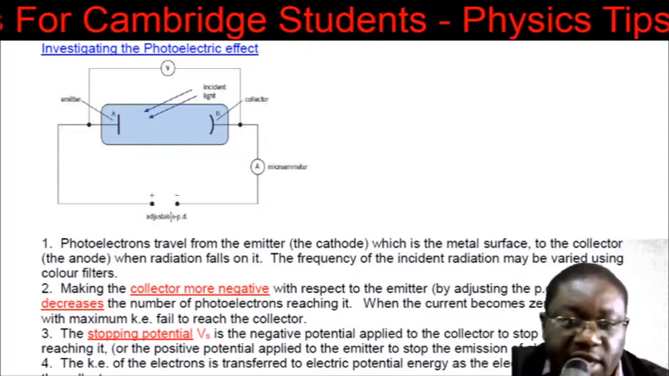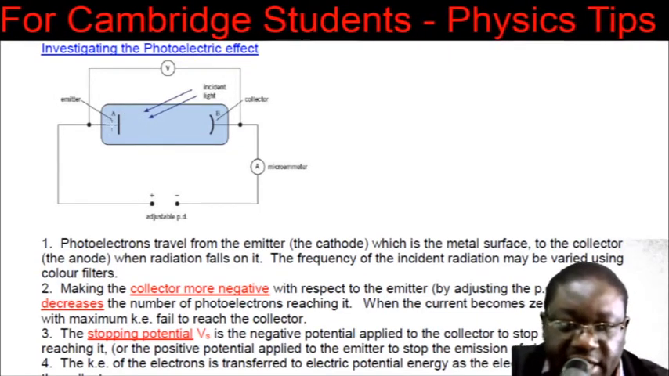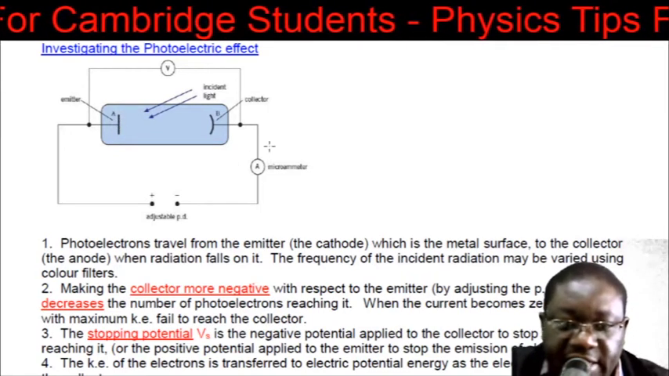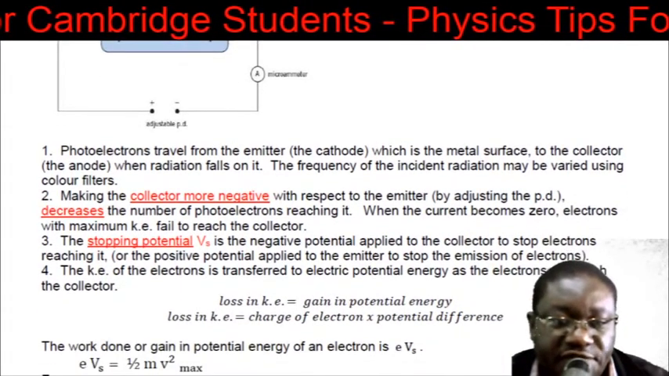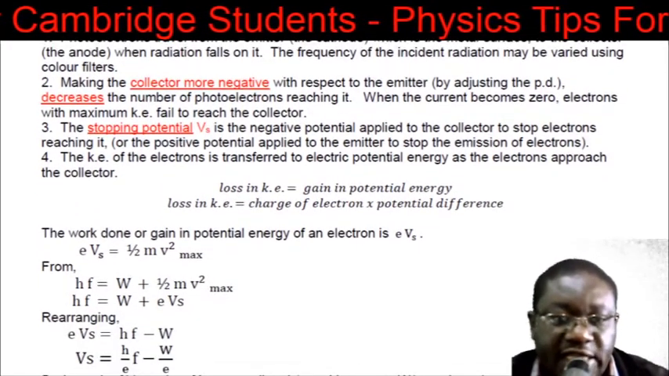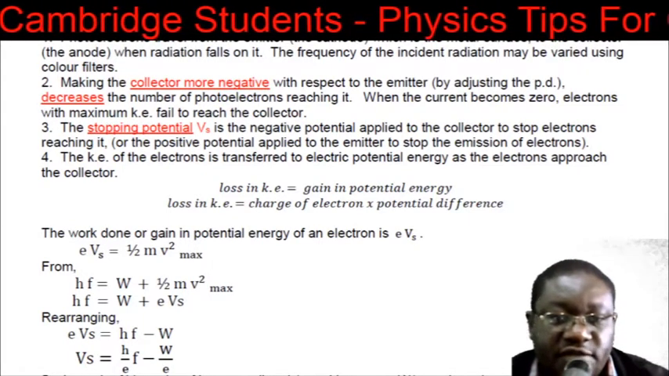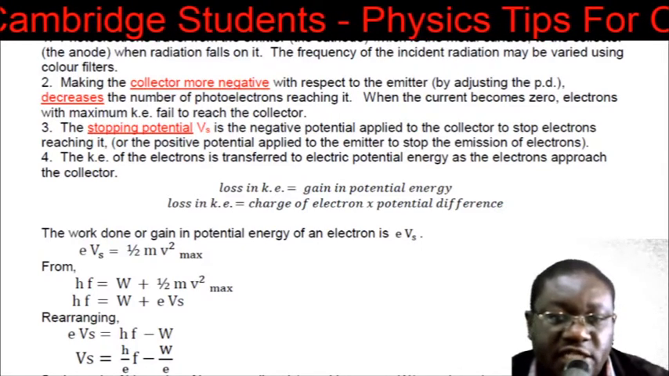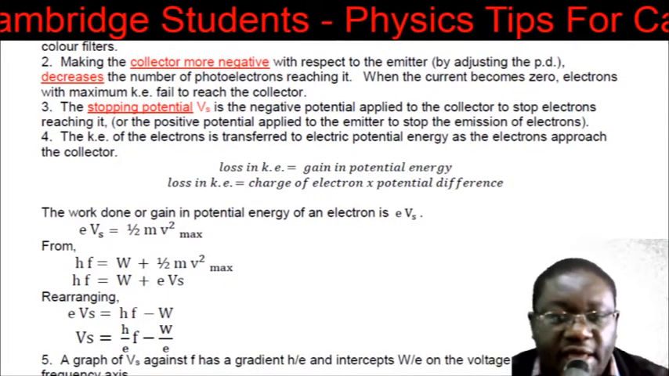So it's either way. You could make this more positive such that you end up having nothing emitted from there and you don't get anything recorded on the microammeter. The kinetic energy of the electrons is transferred to electric potential energy as the electrons approach the collector. So the loss in kinetic energy is equal to the gain in potential energy. Loss in KE equals charge of electron times potential difference, that is QV. Remember, electric potential energy is given by QV. So the work done or gain in potential energy of an electron is eV_s.